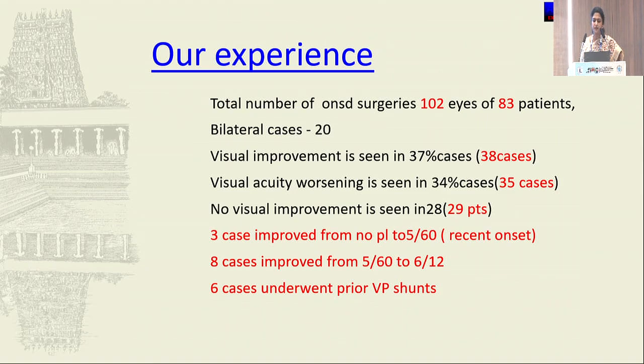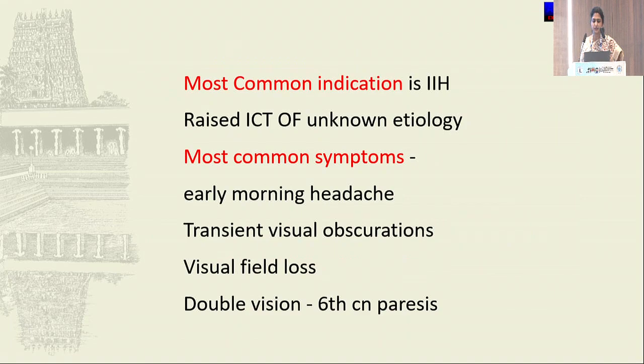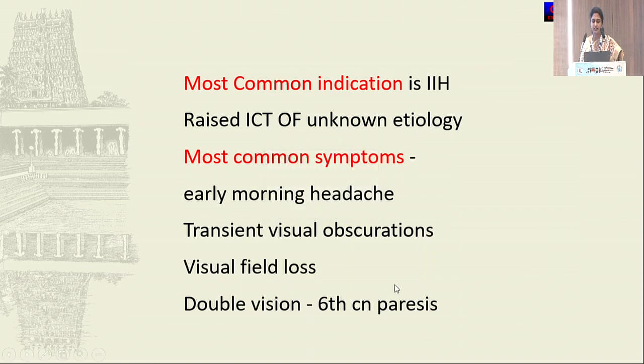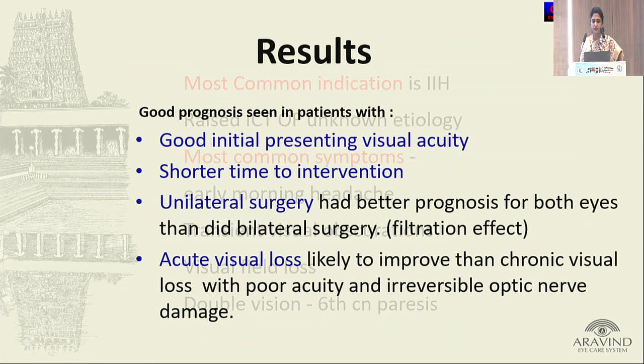Cases improved from 5/60 to 6/12, and there were 6 cases which underwent prior VP shunts as well. So the most common indication is IIH, raised ICT of unknown etiology. Most common symptoms are early morning headaches, transient visual obscurations, visual field loss, double vision, sixth nerve paresis.